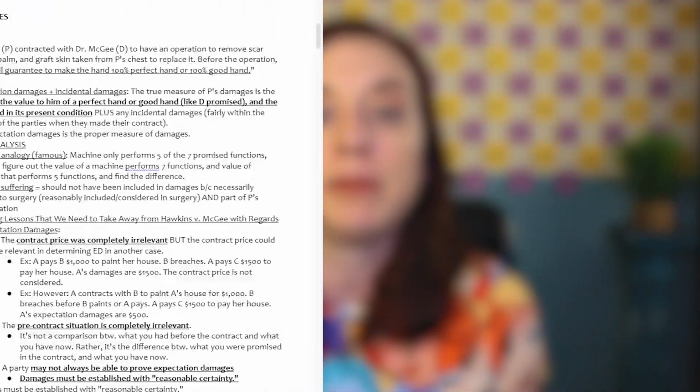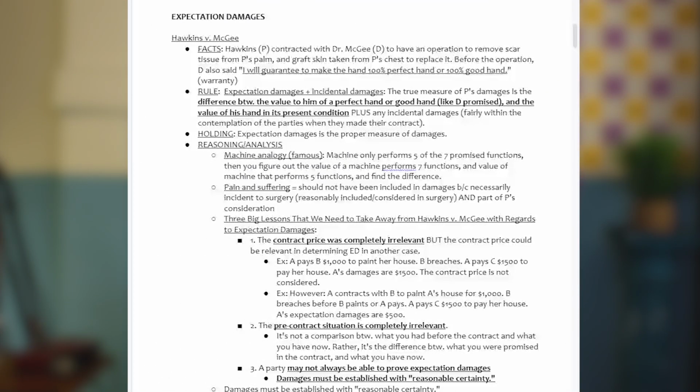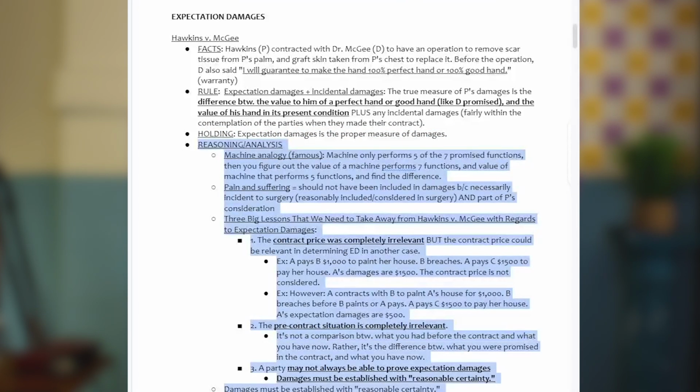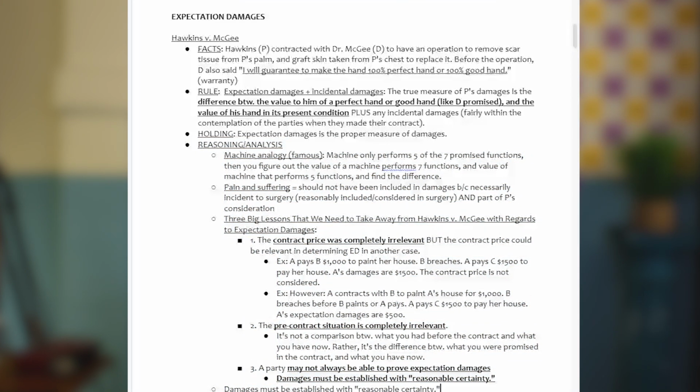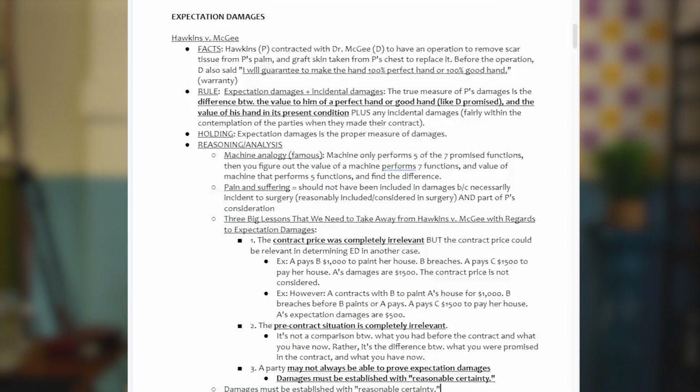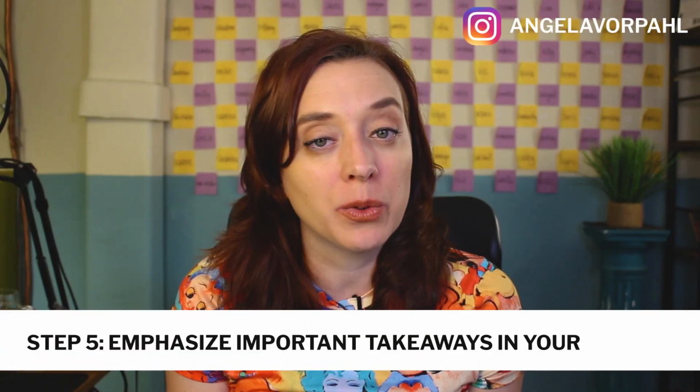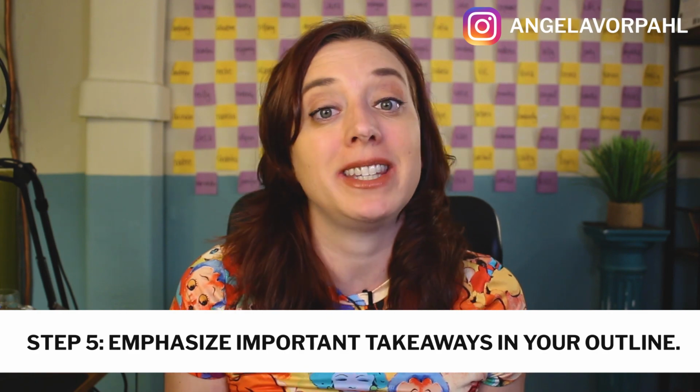When I am including a case in my outline, I like to look for one line of facts, one line for the rule, one line for the holding, and then a pretty generous chunk of space for the analysis/reasoning, where I can include any of the rationales or descriptions or explanations by the judge for why he or she came to the decision that he or she came to, including any explanations that my professor is covering in class.